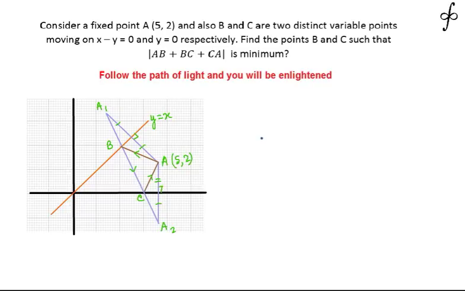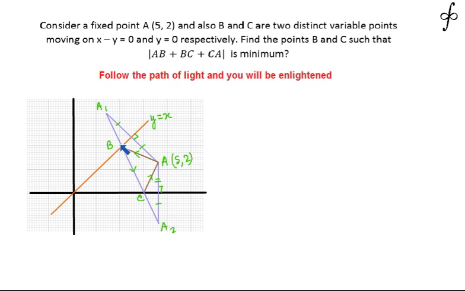Let's take a challenging problem on coordinate geometry. The question says: consider a fixed point A (5, 2), and B and C are two distinct variable points moving on x minus y equal to 0 and y equal to 0, that is the x-axis, respectively. So B is moving on this particular line and C is moving on this particular line. A is a fixed point.